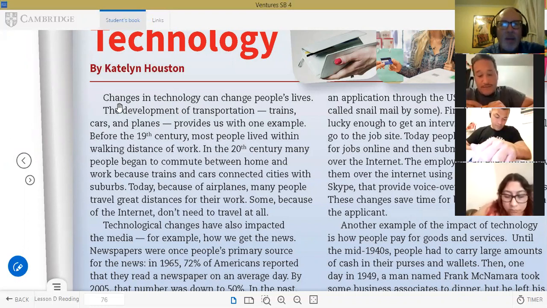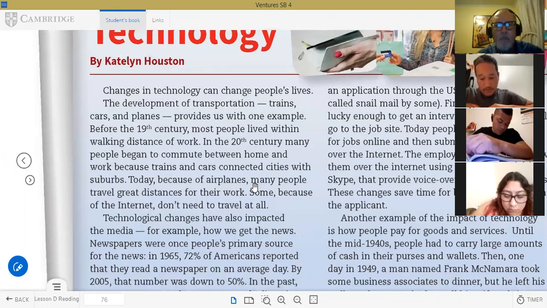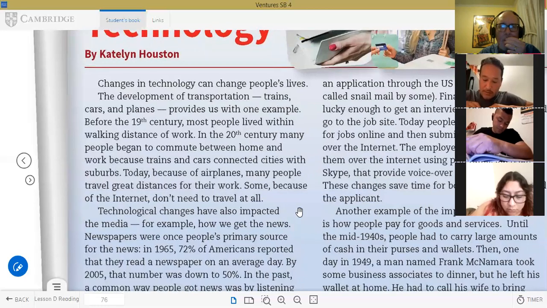The impact of technology by Caitlin Houston. Change in technology can change people's lives. The development of transportation, trains, cars, and planes provide us with one example. Before the 19th century, most people lived within a walking distance of work. In the 20th century, many people began to commute between home and work because trains and cars connected cities with suburbs. Today, because of airplanes, many people travel great distance for their work. Some, because of the internet, don't need to travel at all.